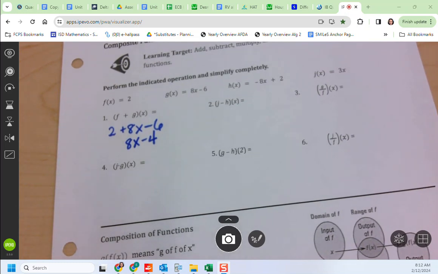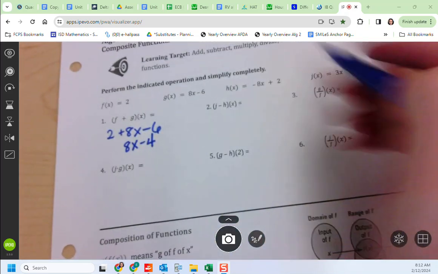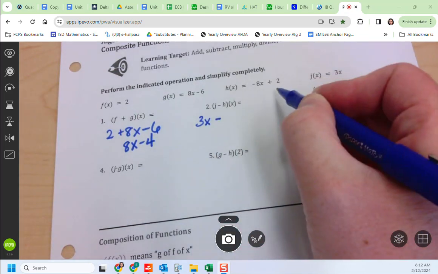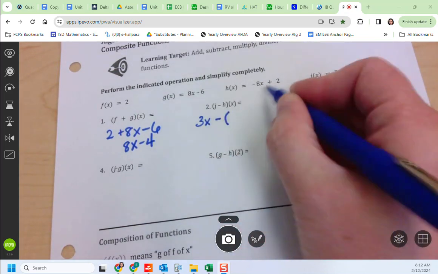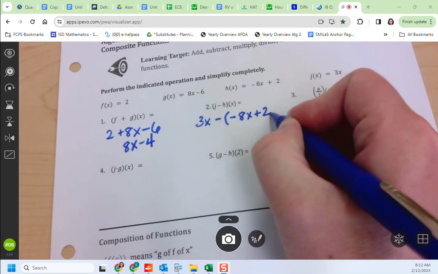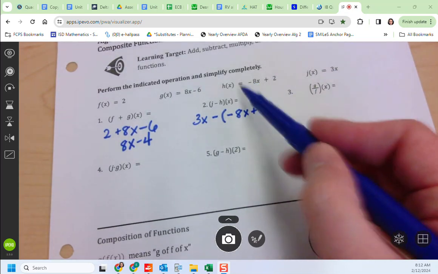Let's see if any of these is going to be any harder. Not really. Let's try the next one. So j minus h, so where's function j? Right here, 3x. Minus this function, and since it has 2 parts, I'm just going to put parentheses to hold it together. Like that. So that's j minus h.